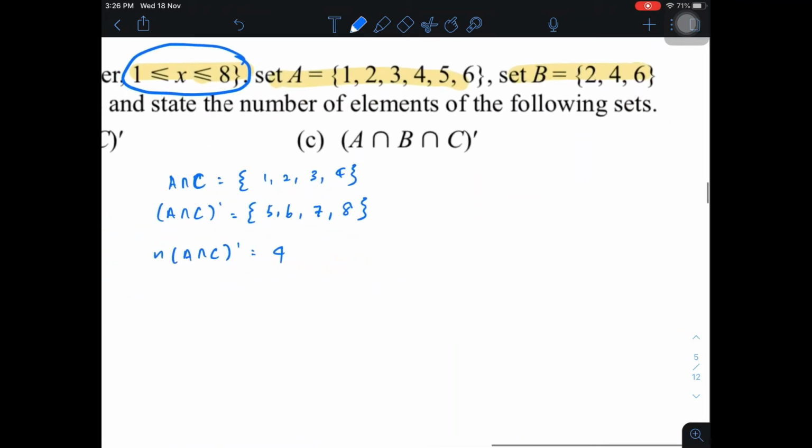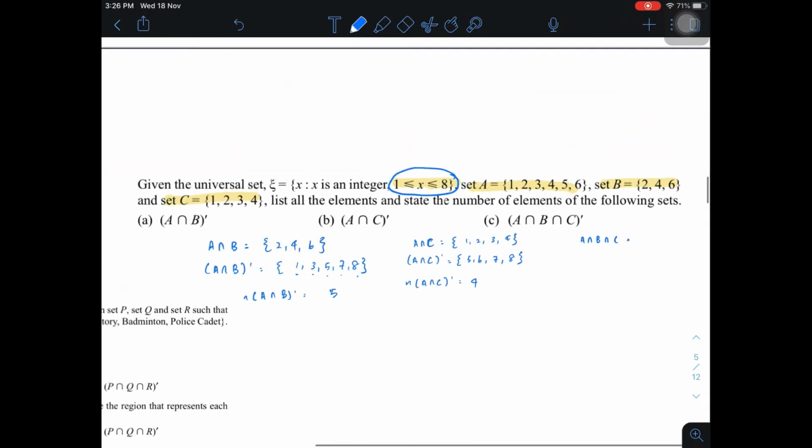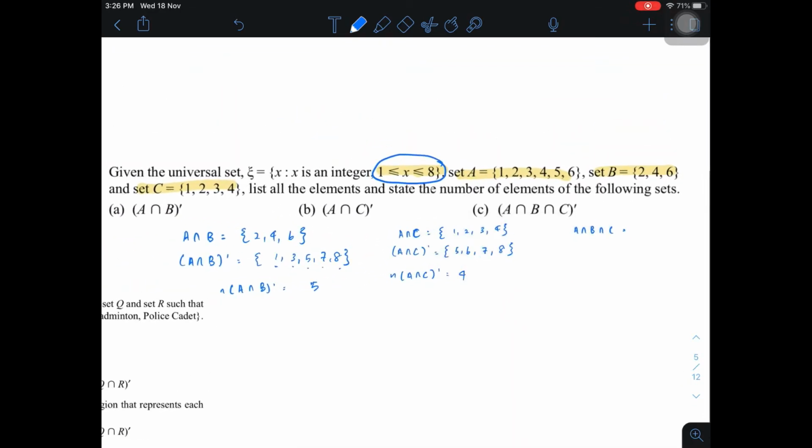Again, one more question. We'll do the intersection between A, B, and C. So what's A? 1, 2, 3, 4, 5, 6. B, 2, 4, 6. C, 1, 2, 3, 4. So the intersection would be 2 and 4. Right, now we'll look for the complements. The complements would be 1, 3, 5, 6, 7, 8. The number of elements then would be 6. Would be 6, right?